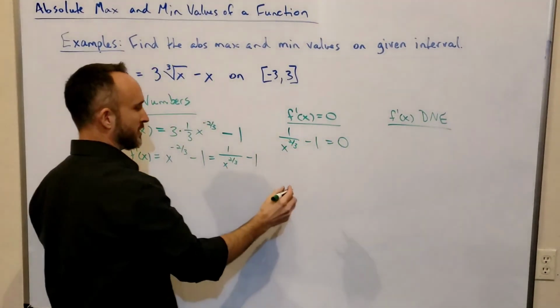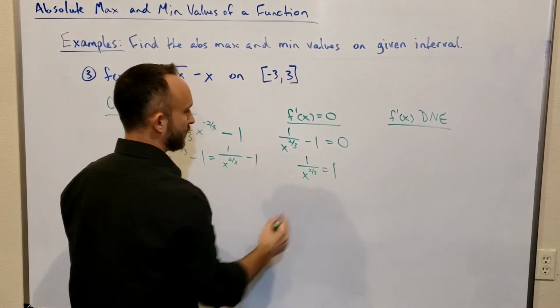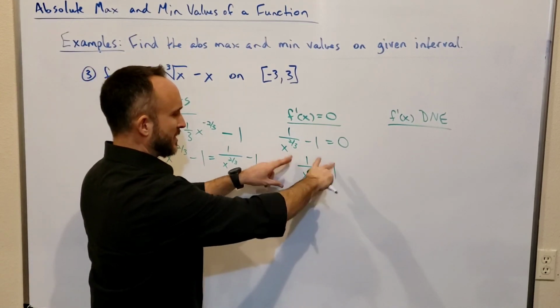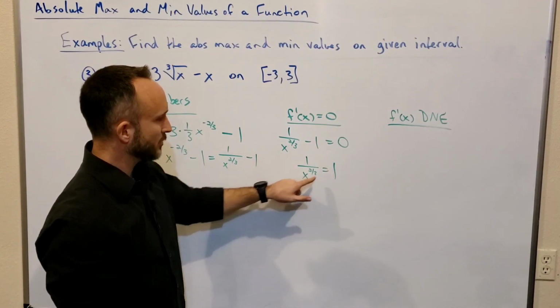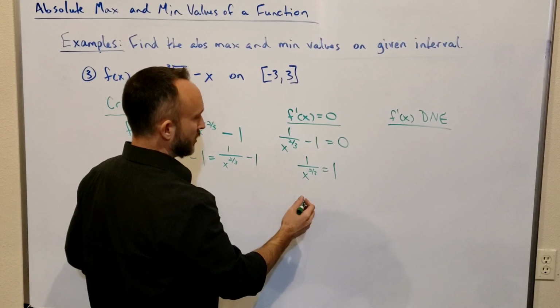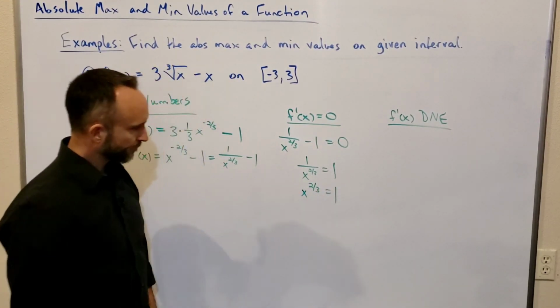So we're going to add 1 to both sides. However you want to think about this, you could take the reciprocal of both sides, or you could multiply both sides by x to the 2/3, whatever algebra makes more sense to you. But in either case, you're going to get x to the 2/3 equals 1.